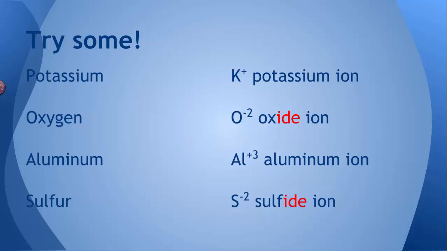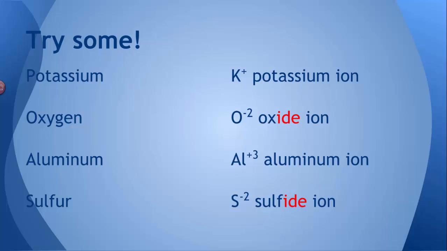Now, oxygen and sulfur are 2 examples of ones where the changing of their name is a little funny. Oxygen doesn't become oxygenide, it becomes oxide. But you've probably heard that word. Aluminum. Aluminum has 13 electrons. It's easiest for aluminum, which is a metal, to lose 3, to be like neon. And if it loses 3 electrons, it will be +3, and it will just be called the aluminum ion.